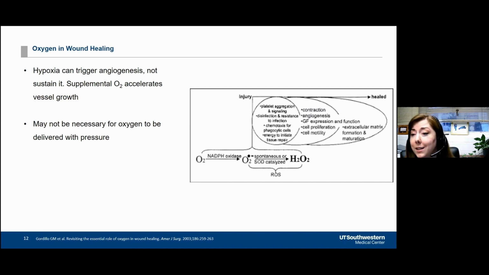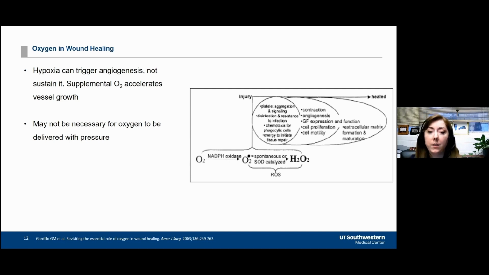So initially, you can see platelet aggregation, disinfection, all kinds of things, chemotaxis, stuff that we were very familiar with and need to happen for a wound to heal completely. The point that they make here, though, is that hypoxia can trigger angiogenesis, but it doesn't sustain it. So essentially, if there's an area of concern where there is not enough blood flow, ischemia, or not enough perfusion, hypoxia, then the growth factors there can be stimulated to start angiogenesis. But once that started, then different growth factors take over.